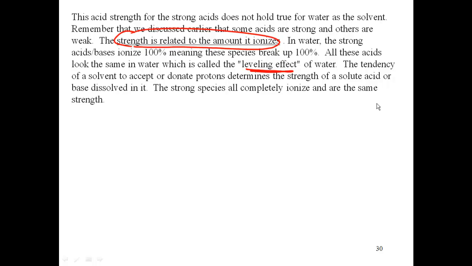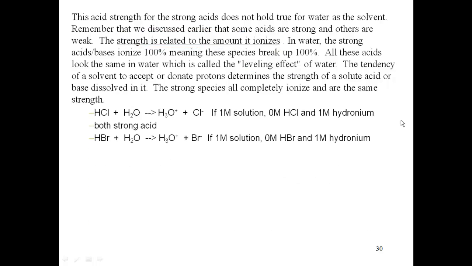I'd like to show you this by doing an example here. Show you what I mean. HCl and HBr. These are both strong acids. They both break up 100%. They both ionize 100%. So if I had a 1 molar solution of HCl and a 1 molar solution of HBr, how much HCl do I really have in solution? Well, we said it ionizes 100%, so therefore I have no HCl. How much HBr do I have? Well, once again, it's a strong acid. We're saying it breaks up 100%. So once again, we're saying there's no HBr.